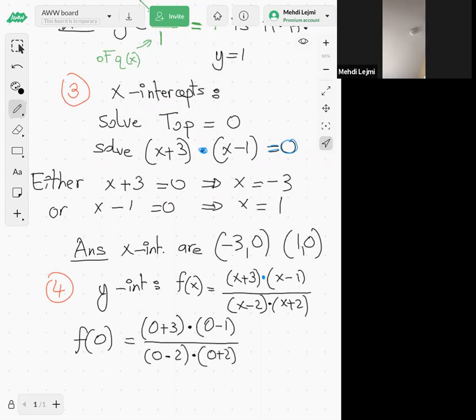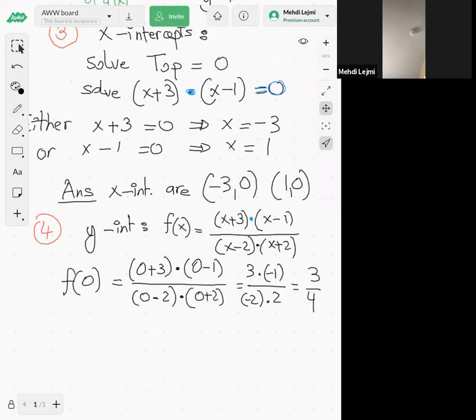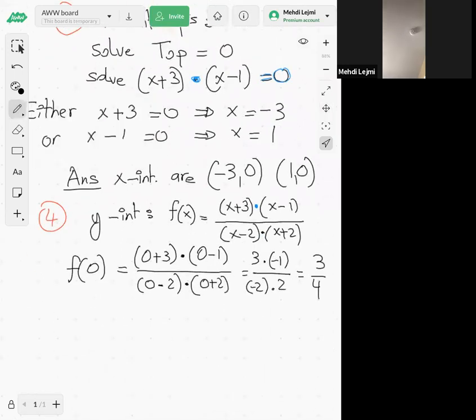So that would be positive 3 times -1 over -2 times the positive 2. So that would be a -3 over -4. So that's a positive 3/4. Okay, 3 over 4. So then my y-intercept is 0, 3/4.